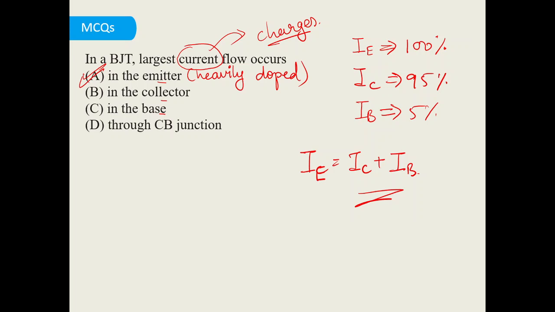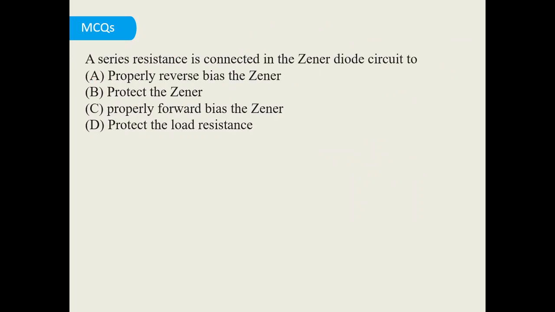Let us now move to the next MCQ. You are all requested to please note the solutions. The next MCQ is: a series resistance. Series resistance means RS. This series resistance is also called source resistance, and it is connected in the Zener diode circuit.